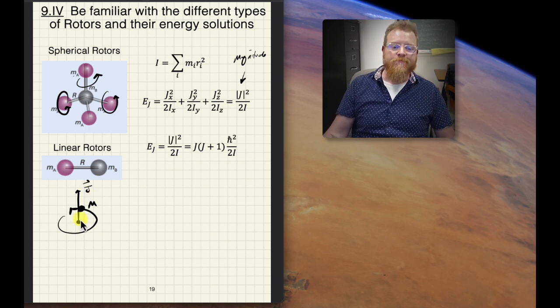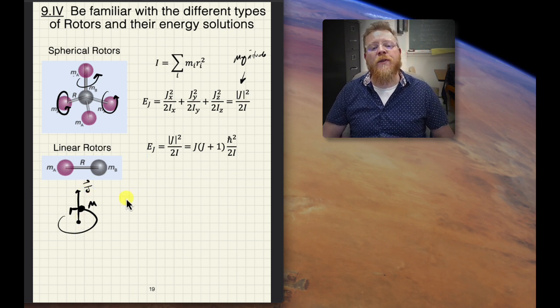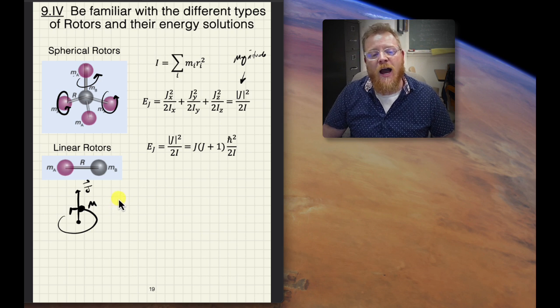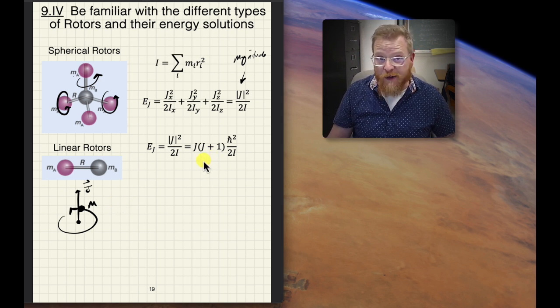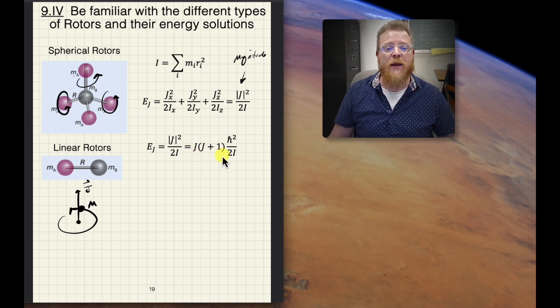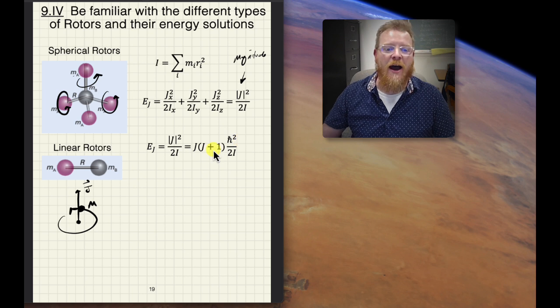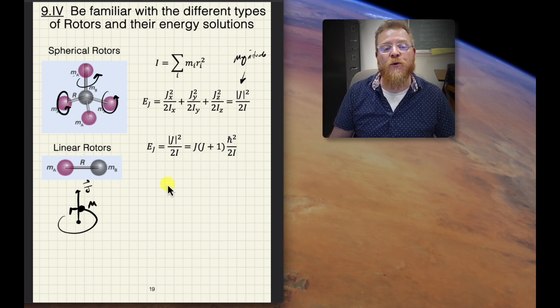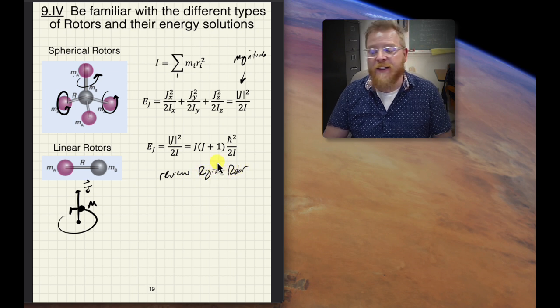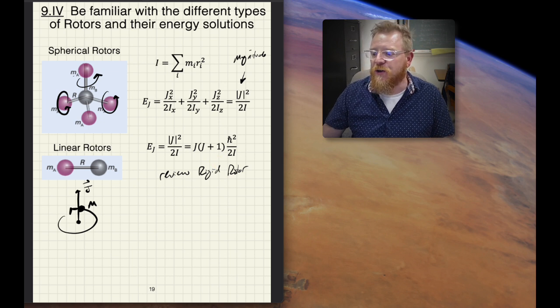Okay. And then recall the solution that we got from solving the rigid rotor model went as J times J plus 1, times h bar squared, all divided by 2 times I. So this was our review of the rigid rotor model. If you don't remember where this came from, review the rigid rotor model; we're just going to use that solution directly.